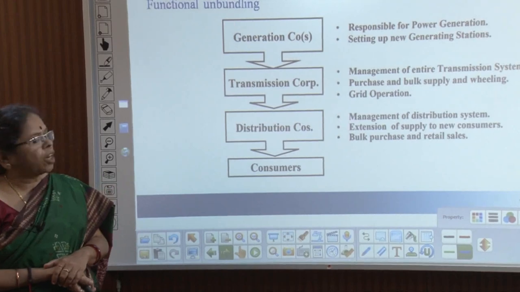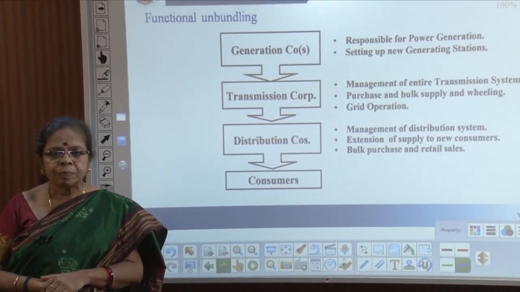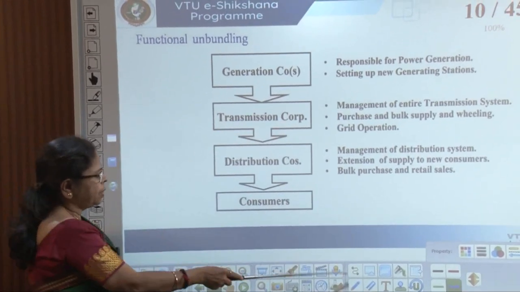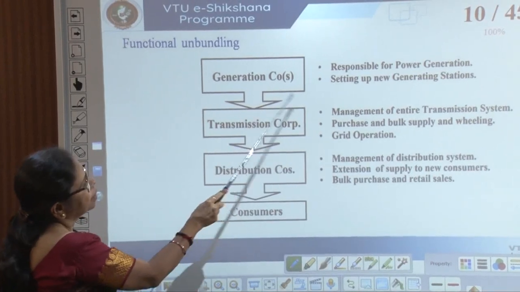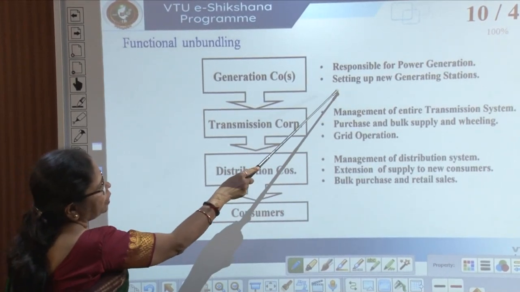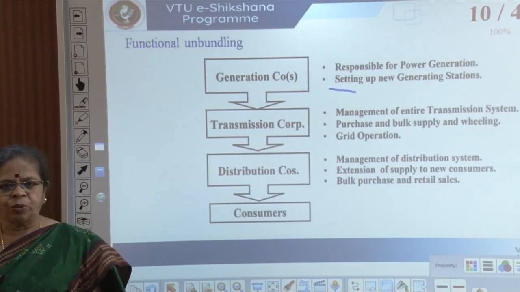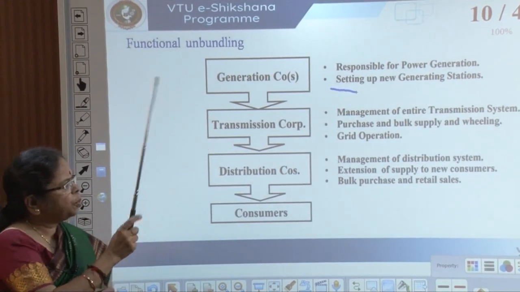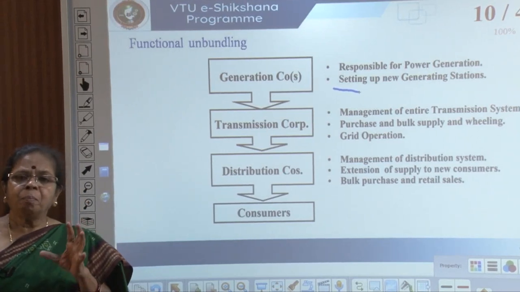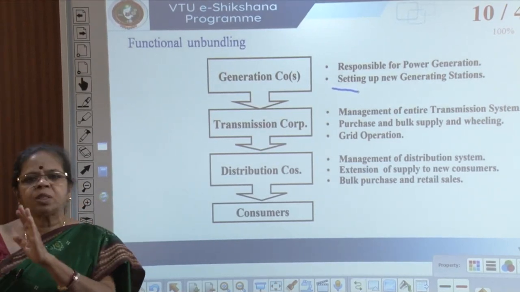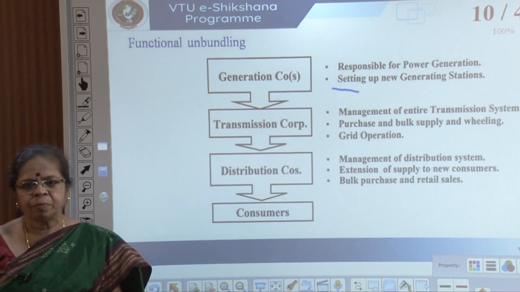So this is called functional unbundling. You have the generating companies, which are responsible for power generation and the setting up of new generating stations. Then you have transmission companies. They manage the entire transmission within the state.